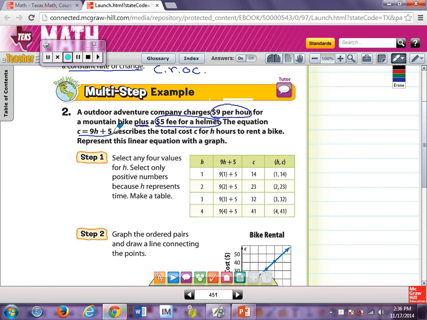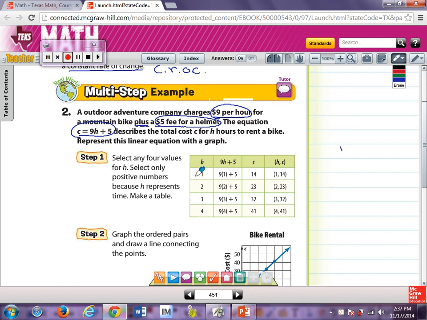So this equation, how much we pay, which is the letter C, is equal to $9 for every hour, or 9 times H, for every hour that we rent the bike, plus a $5 flat fee just for the helmet. So they don't charge us every hour for the helmet, just for the bike. The helmet is just one price you pay one time. So what they did here is it says select any 4 values for H. Select only positive numbers because H represents time. Make a table. The reason why we don't have 0 or negative is because you can't do 0 hours or negative. You can't have negative time. Either you have hours or you don't. And the hours you do have all have to be positive.